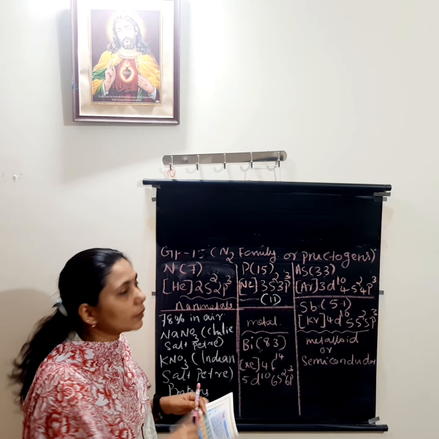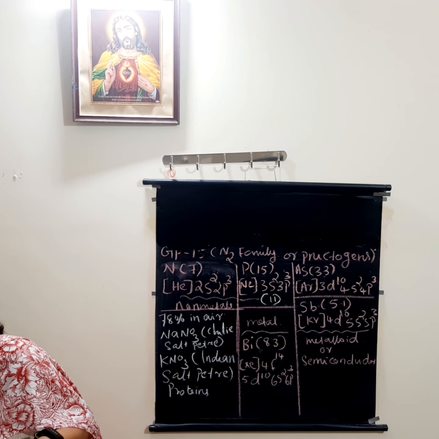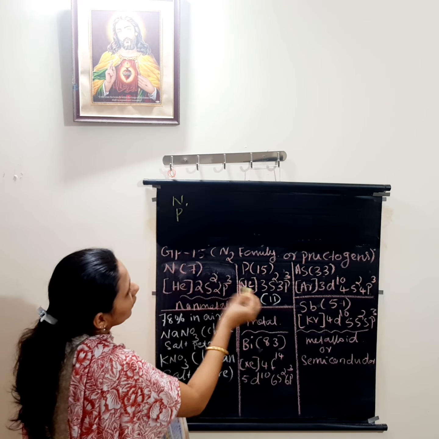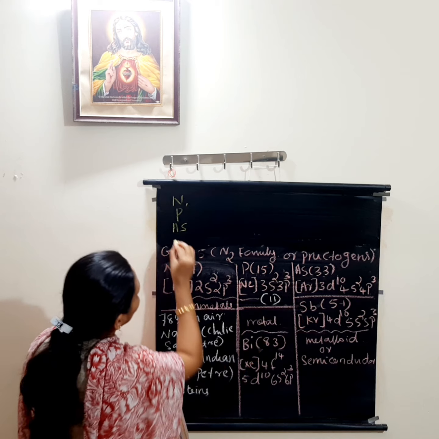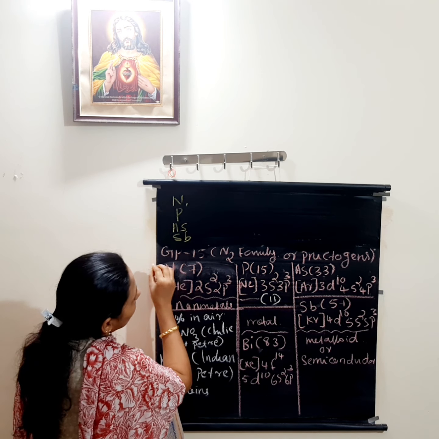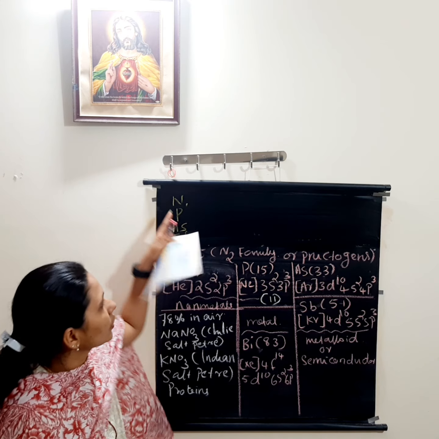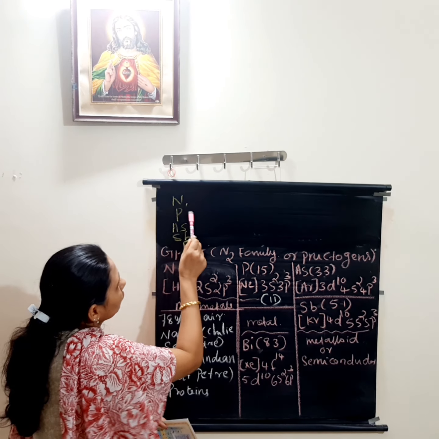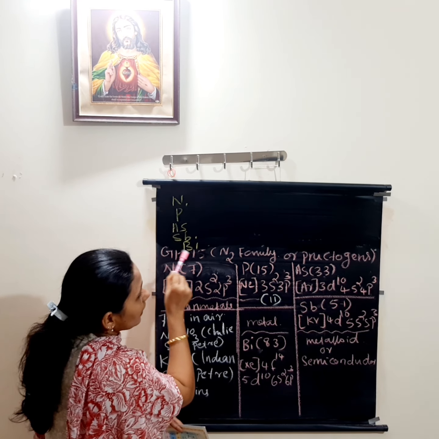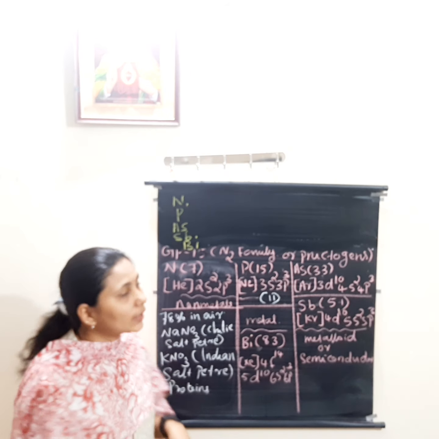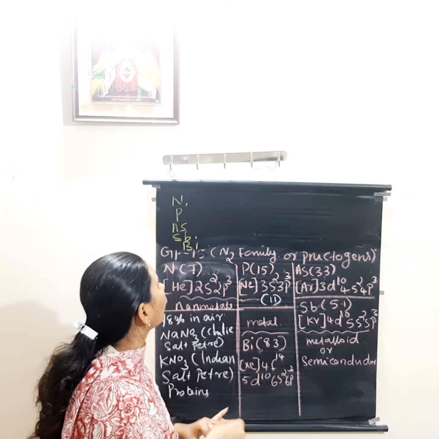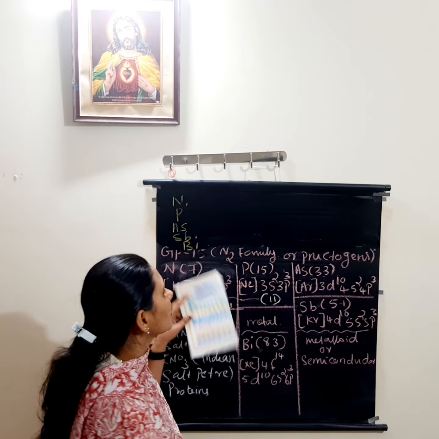We know what are the members of nitrogen family. Nitrogen family means the first member will be which one? Nitrogen, then phosphorus, then arsenic, As, then antimony, Sb, and which one is there? Bismuth, Bi. So these are the members in which family? Nitrogen family. Clear? Nitrogen, phosphorus, arsenic, antimony, and bismuth. And next is their occurrence.